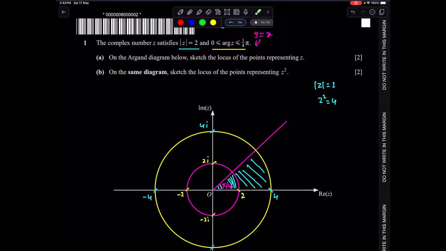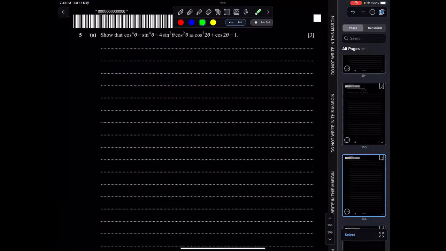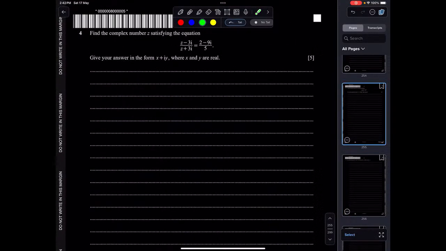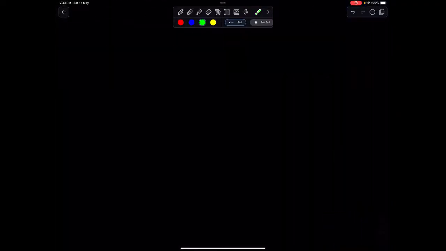Now the next question of this paper is question number 4. Well, this is an important question because it involves a lot of algebra.